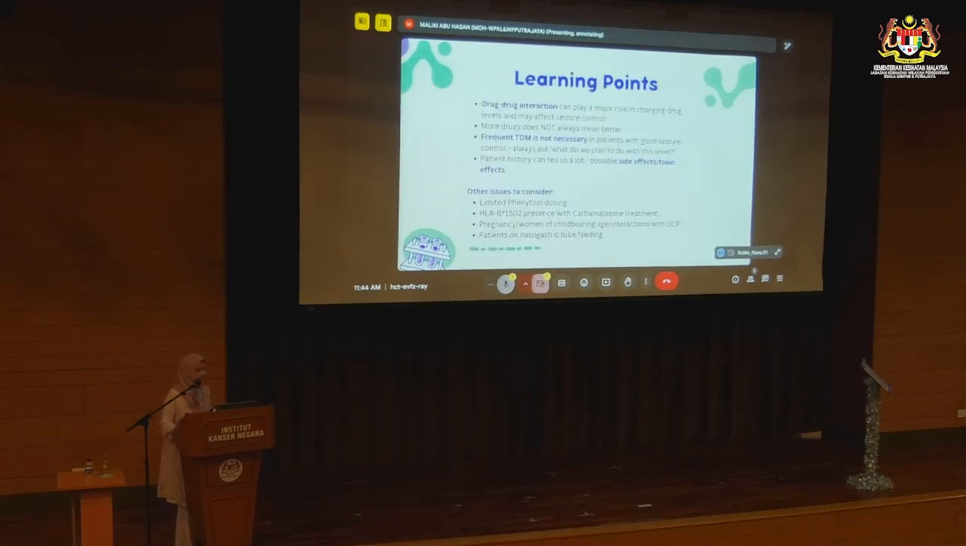So the learning points here: drug interaction can play a major role in changing drug levels and may affect seizure control. More drugs does not always mean better. I feel like in the guidelines as well, monotherapy is always recommended.